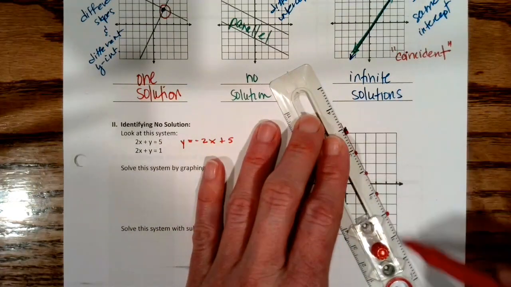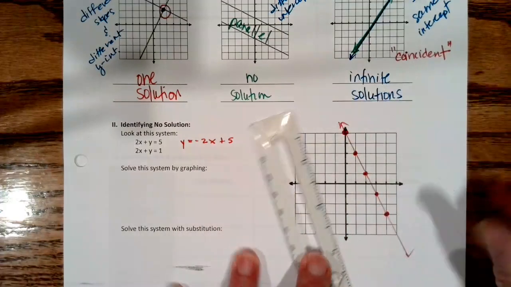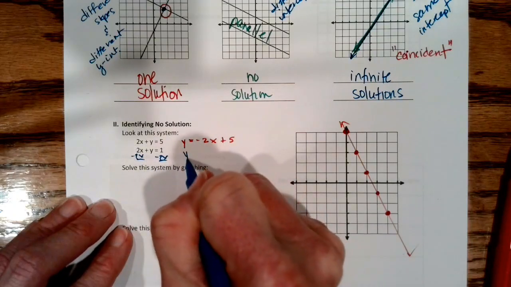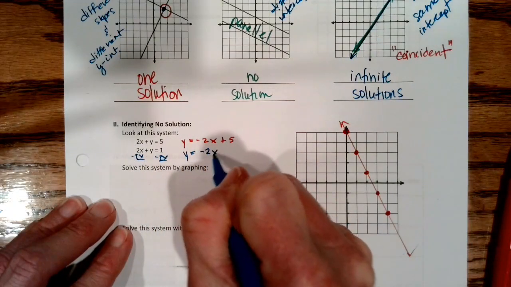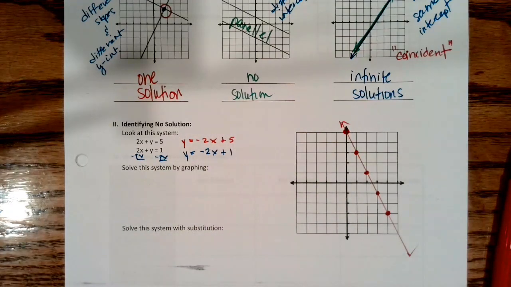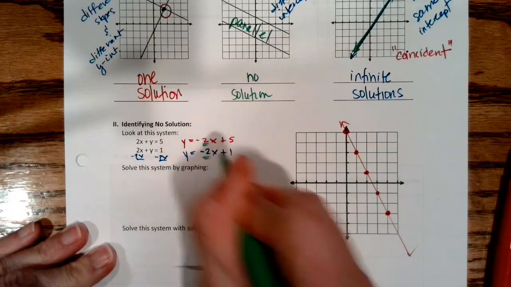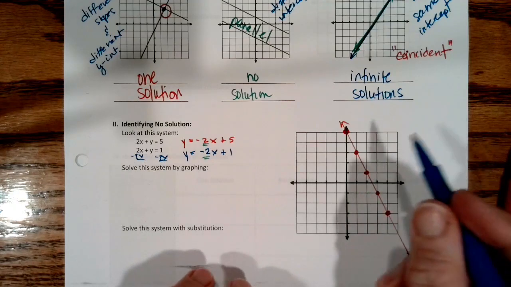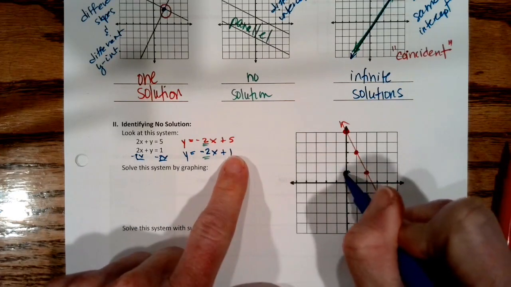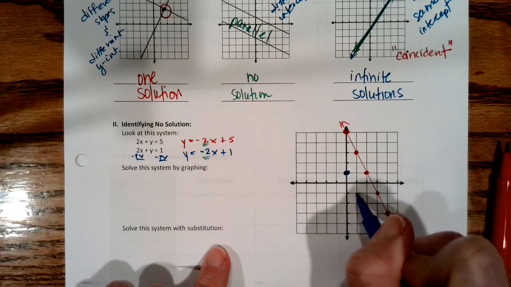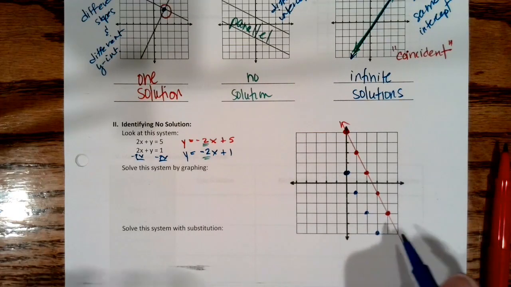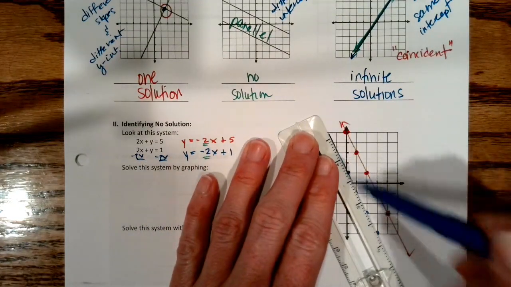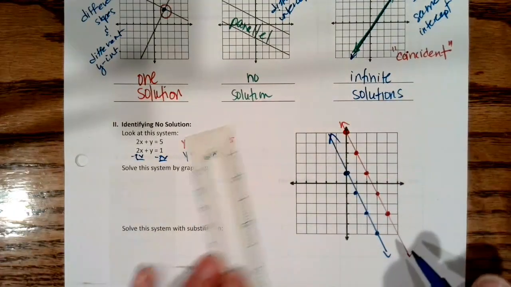And solve the second equation the same exact way by subtracting 2x from each side. Y is equal to negative 2x plus 1. Check it out. We have the same slopes but different intercepts. So I know exactly what's going to happen here. I'm going to go to my intercept of 1, and I'm going to go down 2 over 1, down 2 over 1. And then when I connect, those lines are in fact parallel, and they will never meet.